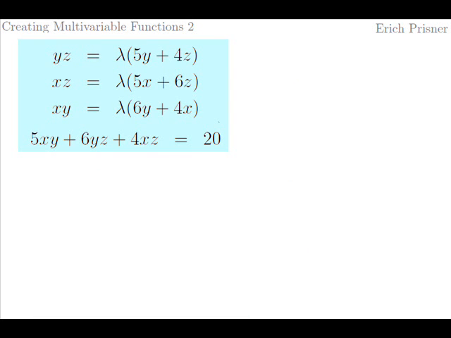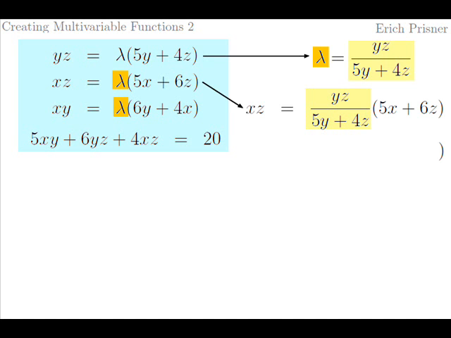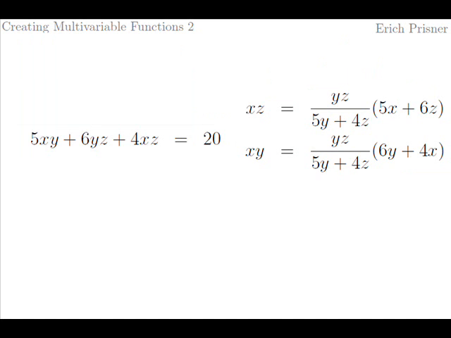We may use the substitution method to solve this system. First, we solve the first equation for lambda as lambda equals yc divided by 5y plus 4c. Then we plug this into the other equations and get xc equals this expression times 5x plus 6c, and xy equals the expression for lambda times 6y plus 4x, and the last equation remains unchanged.